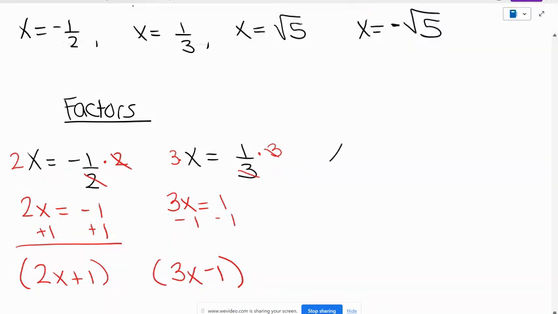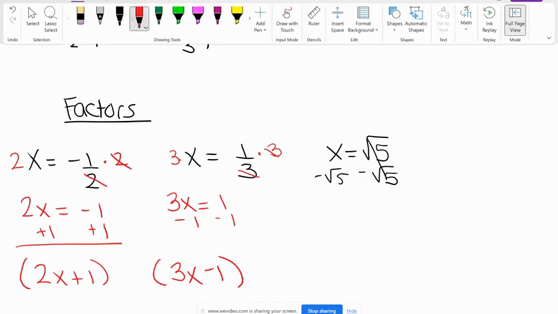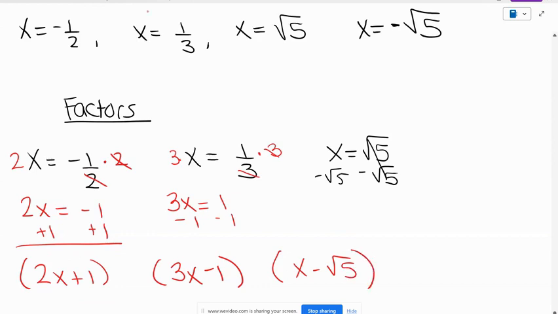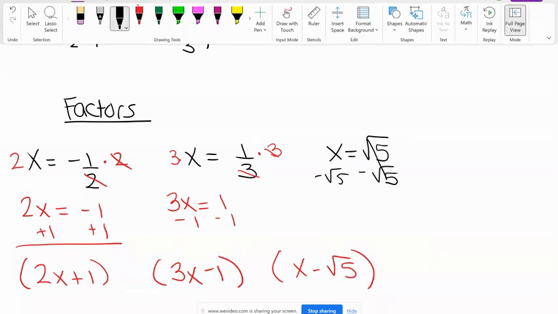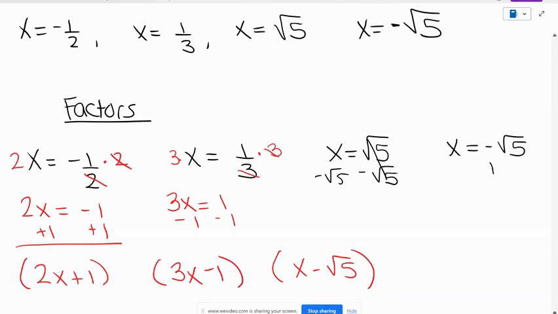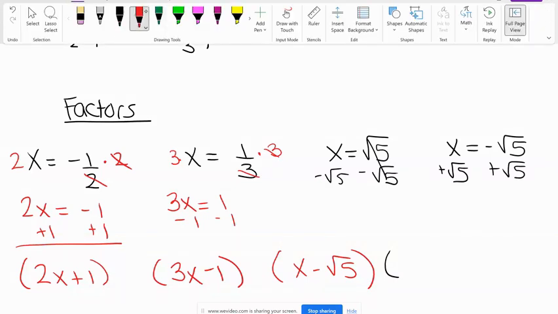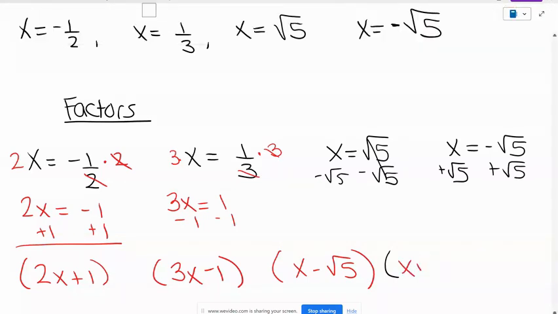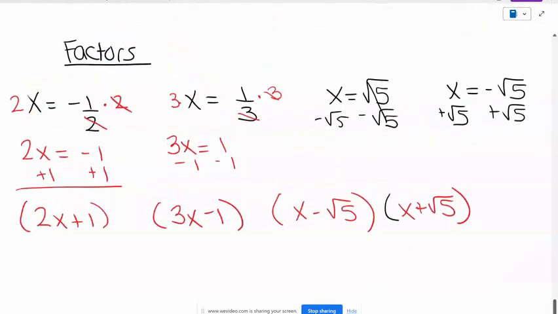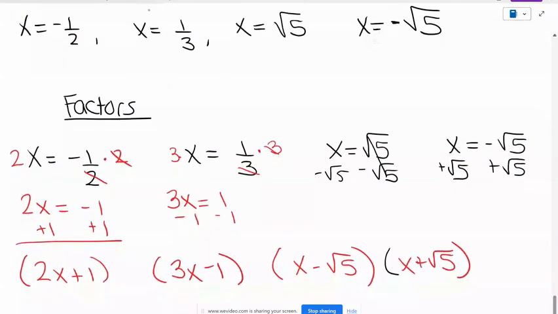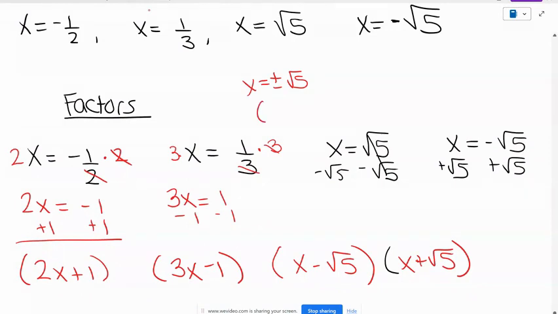Then we have x equals root 5. All you do here is subtract that root 5. So we're going to have x minus root 5. And the last one, x equals negative root 5. This time you add that root 5 over, and you're going to get x plus root 5. Now let's say you didn't want to do all that work. If you would have ended up with your root as x equals plus or minus root 5, you could have just written x plus or minus root 5 as your factor.